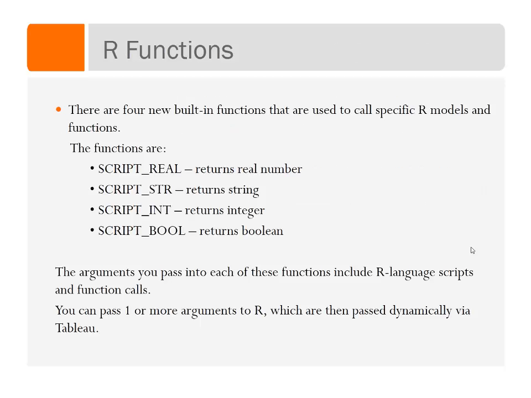And then we're going to build in our R functions. So the base functions from R that we can build into Tableau are SCRIPT_REAL, that returns a real number, so it brings back real numbers. We can return a string, return an integer, or return Boolean logic. So the arguments you pass into each of these functions include our language scripts and function calls. And we can pass one or more arguments to R. So we don't just have to pass one at a time. We can pass a whole host of arguments all at the same time.